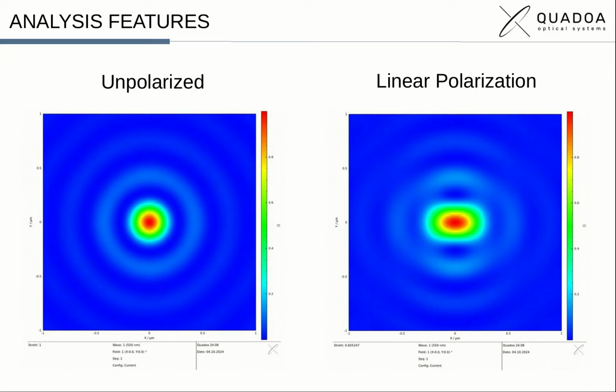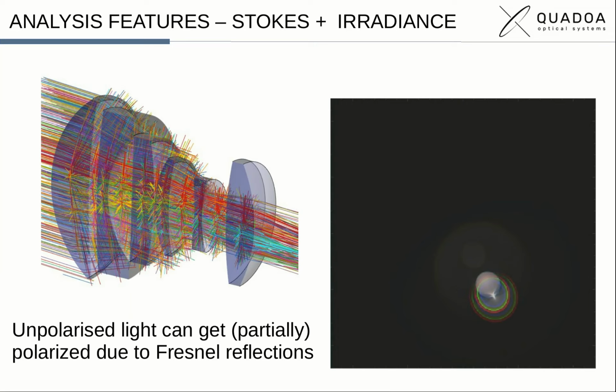Another analysis feature that relies on the polarization ray tracing is the irradiance plot, or in this example the ghost irradiance plot. And in this system here, for example, we have unpolarized light that is entering the system and it is defined via a Stokes source. And since the Fresnel reflections may partially polarize the light, it gets linearly partially polarized throughout the system, and this, for example, may also affect the outcome of a ghost analysis. So in the case of unpolarized light, it's always recommended to rely on Stokes calculus instead of Jones calculus.